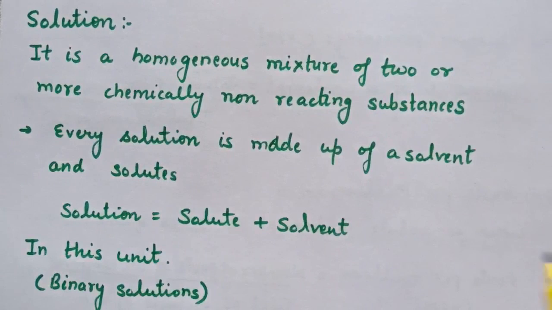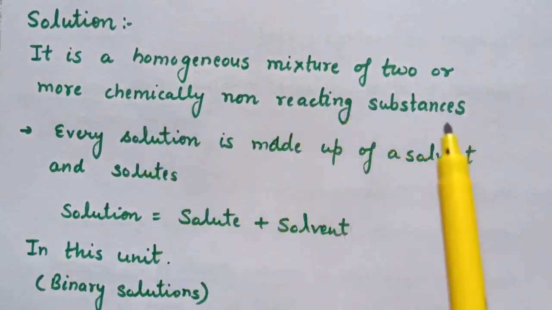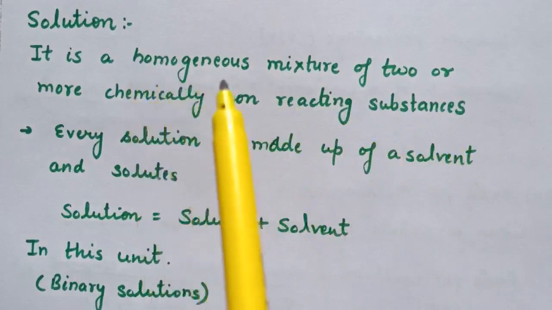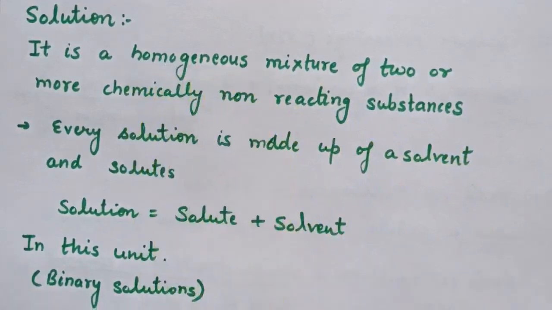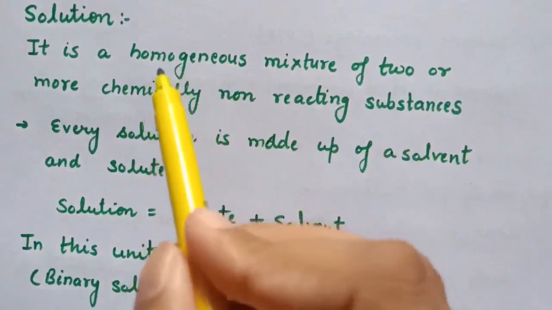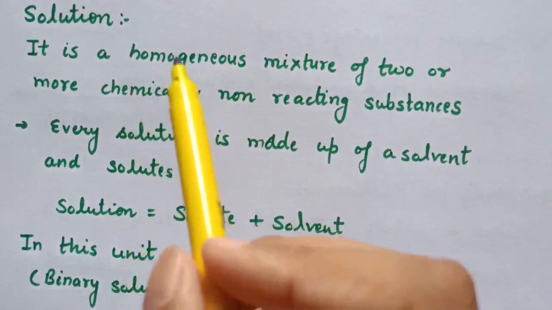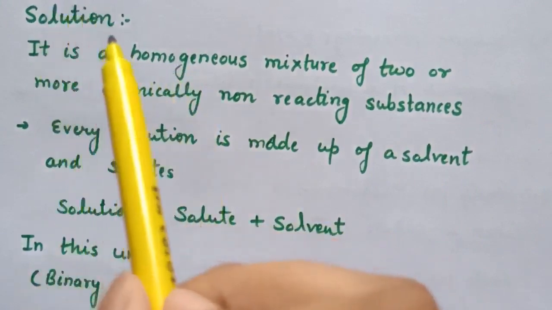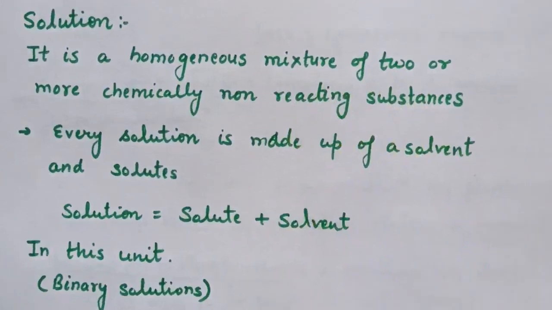Solution is a homogeneous mixture of two or more chemically non-reacting substances. So here the word homogeneous is used. What is the meaning of homogeneous? Homogeneous means the composition and the properties are uniform throughout the mixture. So solution is defined as a homogeneous mixture of two or more chemically non-reacting substances.